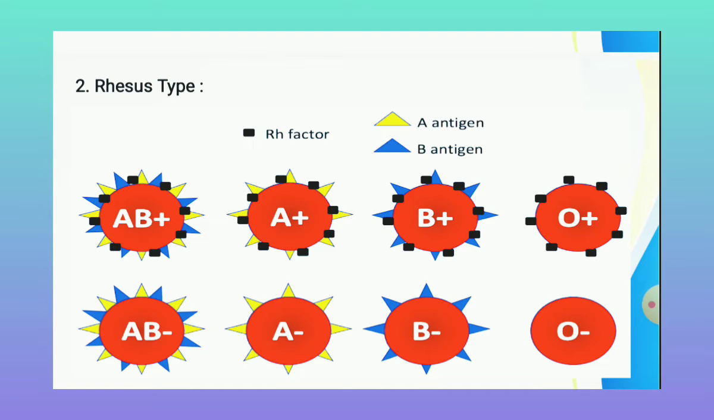And we can see the one below is AB negative. That means antigen A and antigen B are present, but there is no rhesus or RH factor, so the group is AB negative.